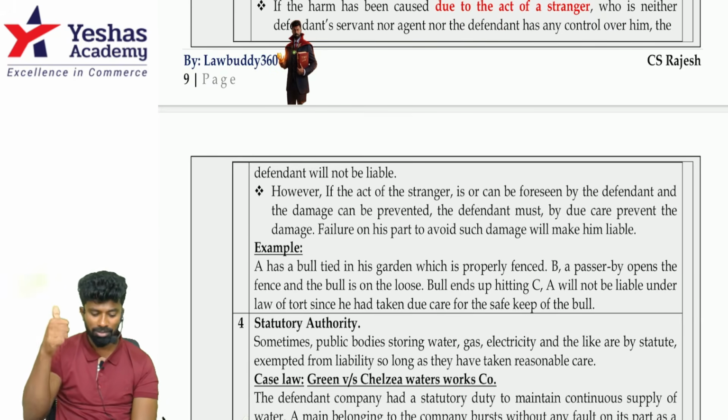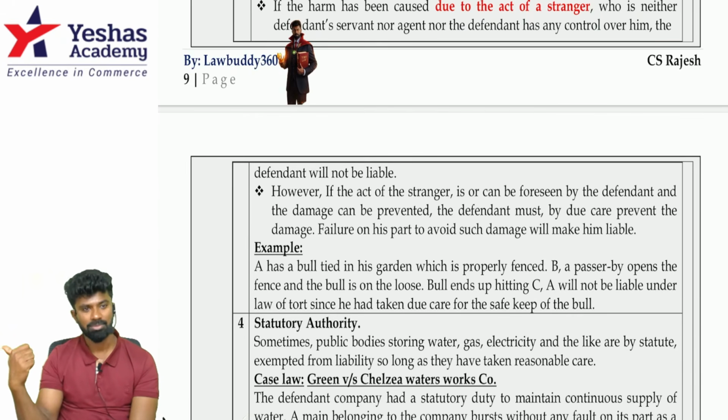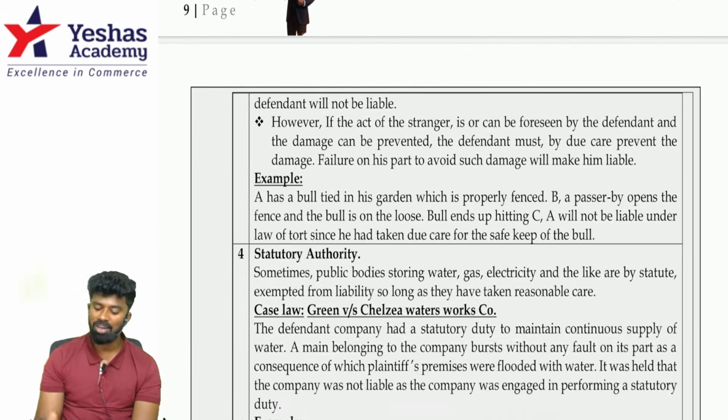Done. This is the third exception. I come and save not the bull. Why will I save the bull? I save the person, the lady. A will not be liable under the law of tort since he had taken due care for the safekeeping of the bull. We have 3 more exceptions. I'll discuss, then we go for a break.